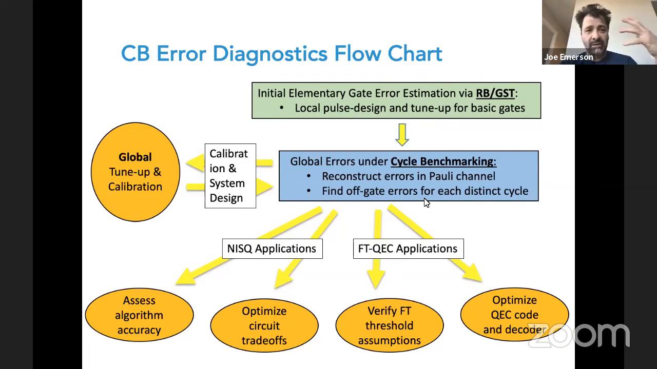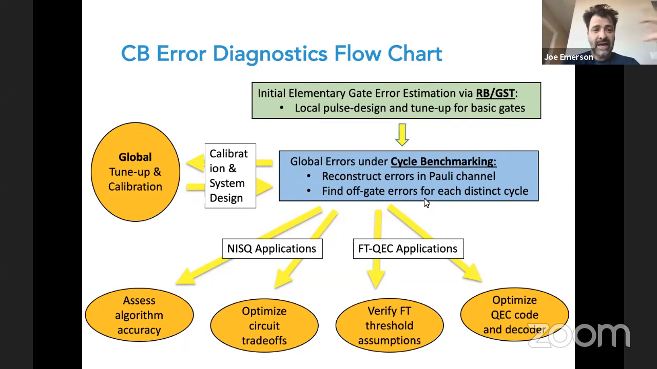On the one hand, the experimentalists in the lab need to understand how to optimize their pulse design, optimize their system design and their system operating parameters, and this information flows back to them to do that engineering.